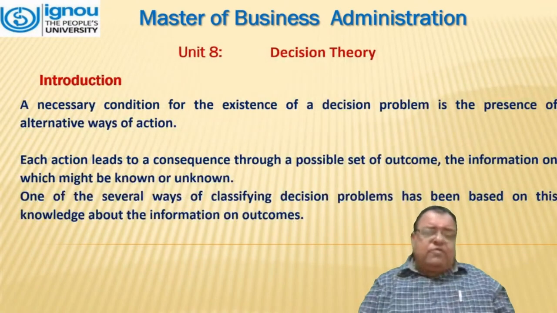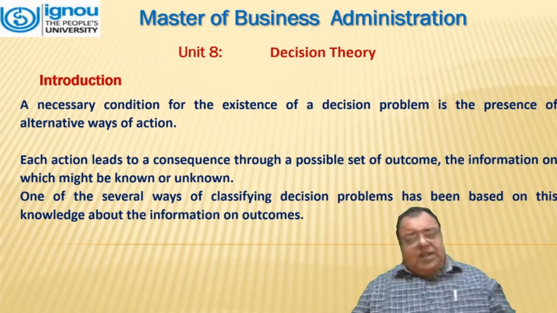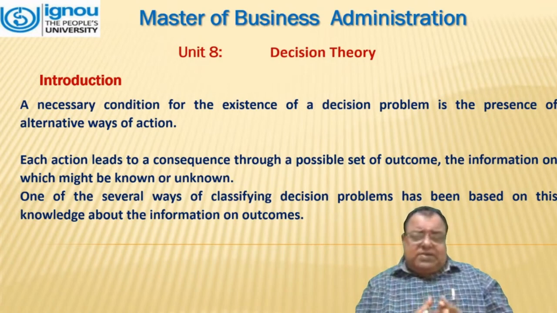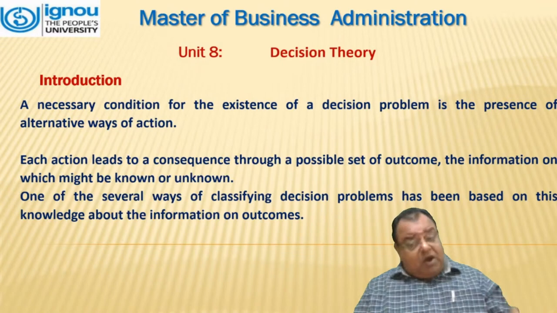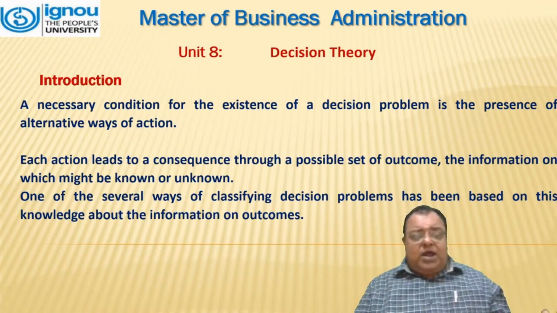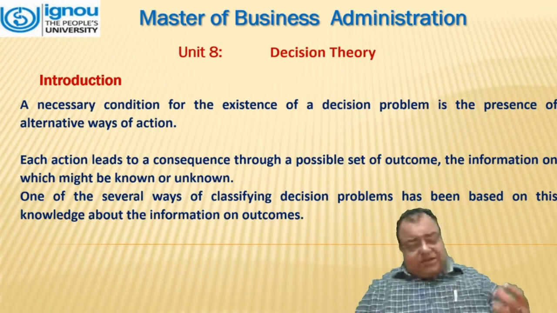Now we move to Unit 8, that is decision theory. A necessary condition for the existence of a decision problem is the presence of alternate ways of action. Each action leads to a consequence through a possible set of outcomes, the information on which might be known or unknown. One of the several ways of classifying decision problems has been based on this knowledge about the information on outcomes.